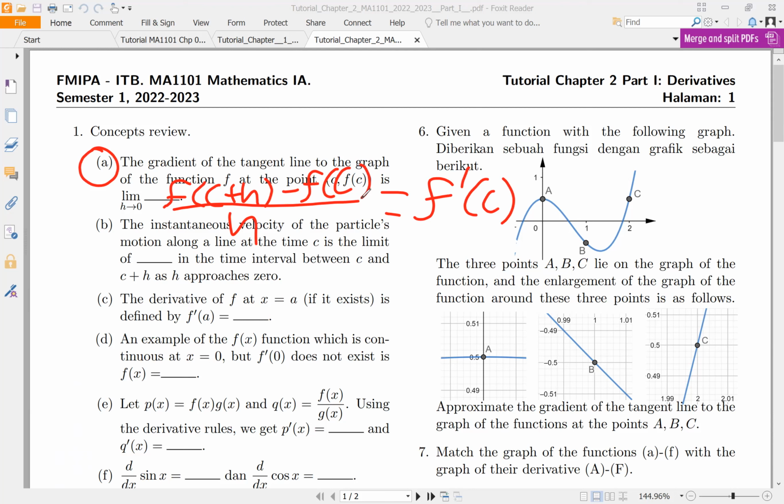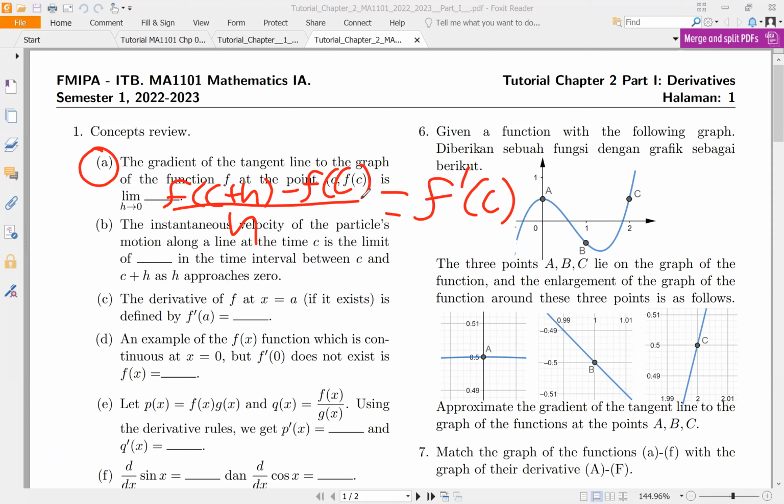Okay, so if you are given, let's say, the function y equals f of x, and you want to know the gradient of the tangent line to the curve y equals f of x at the point (c, f(c)), then the gradient of the tangent line is f prime of c. Okay, so that's the basic part.